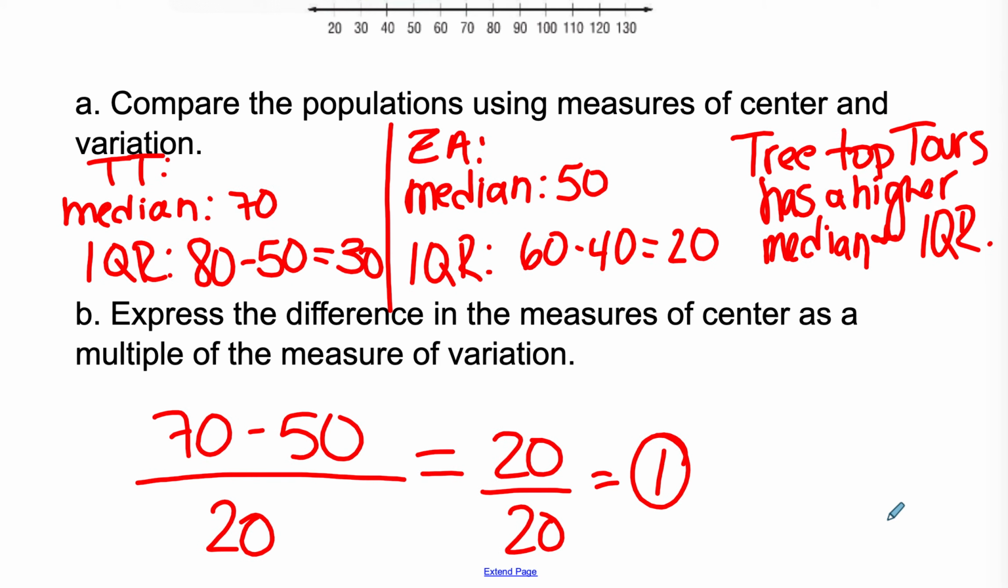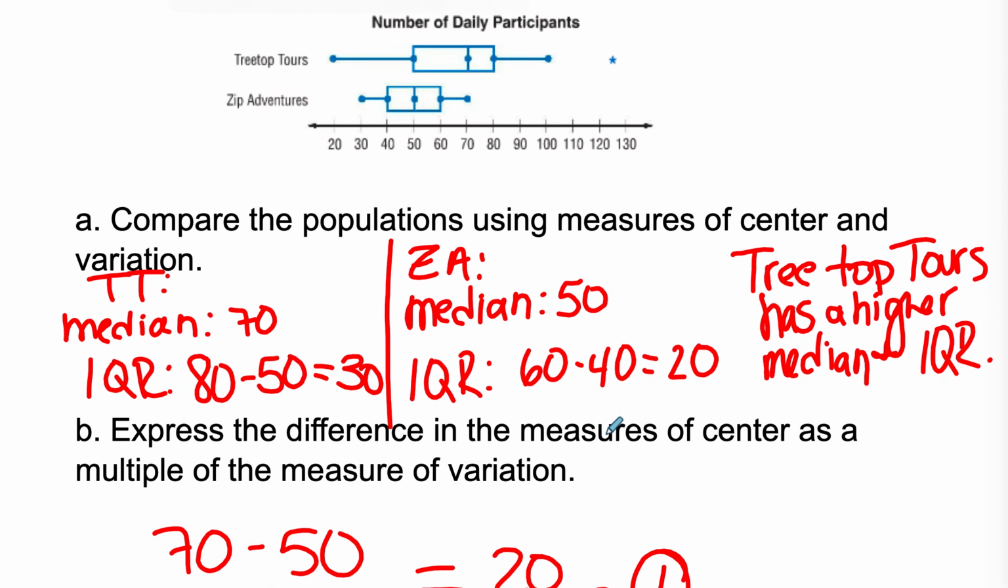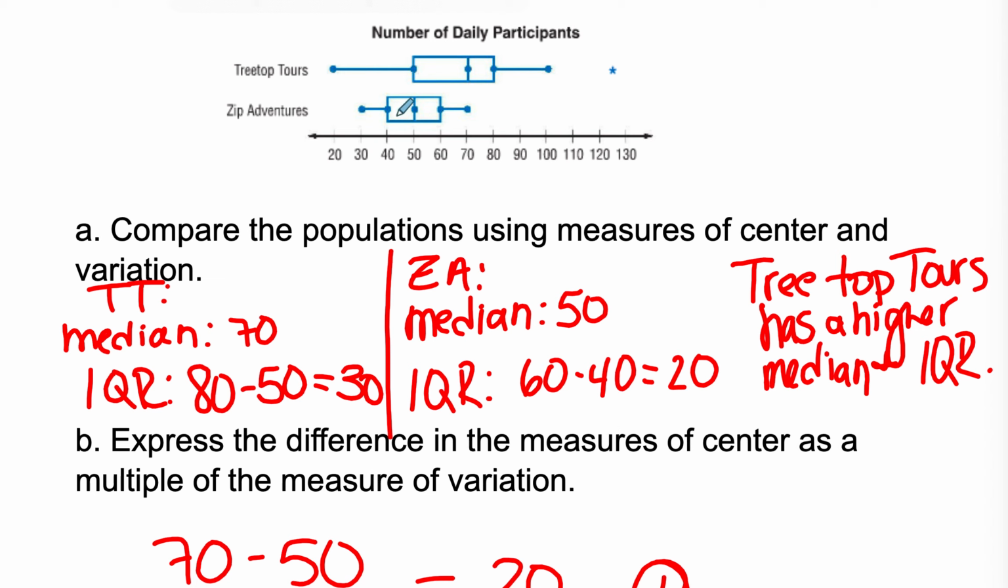And then for B, express the difference in the measures of center as a multiple of the measure of variation. You subtract your medians, so 70 minus 50 is 20. And then you could have divided by 20 or 30. Either would have been fine. I chose 20 because 20 divided by 20 is 1, and that's pretty easy division. But you could have also done 20 divided by 30, which is our other IQR. That would have given you 6/10 repeating, and that would also be a good number. This number is somewhat low. It tells us there's a good amount of overlap in between the two graphs.